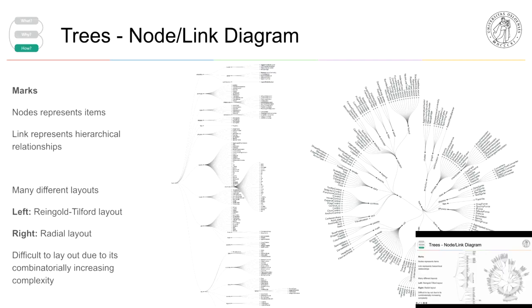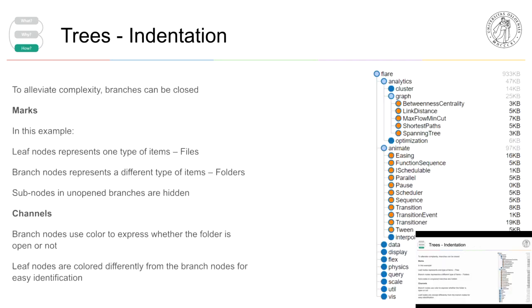There are many different ways to lay out trees. So here, for instance, is a radial layout, which is very space efficient, but it's very difficult to lay out trees because of this combinatorially increasing complexity. So they become really big really fast. To alleviate this complexity, branches can be closed. And that is called an indentation tree, when you can close your branches.